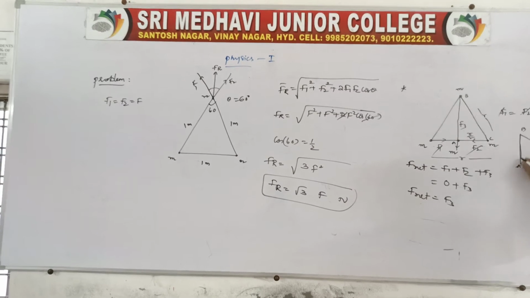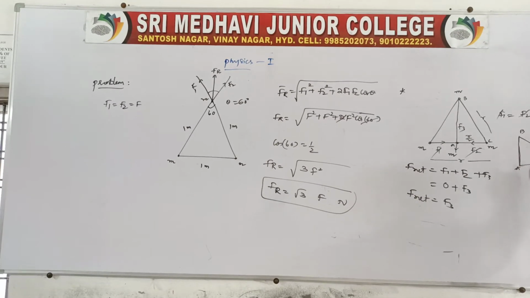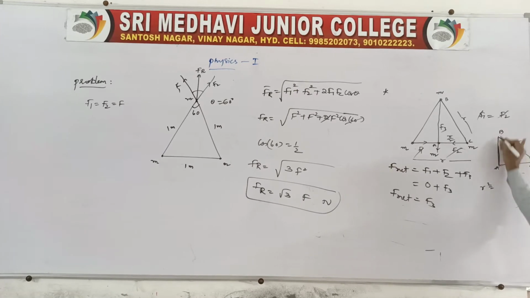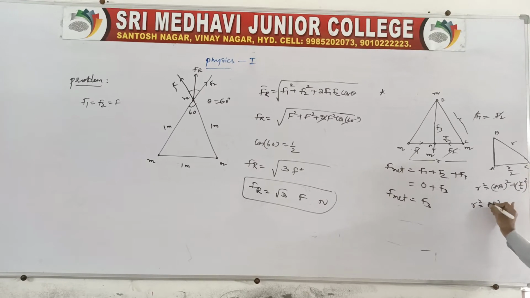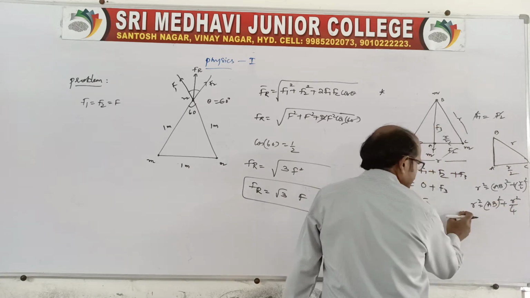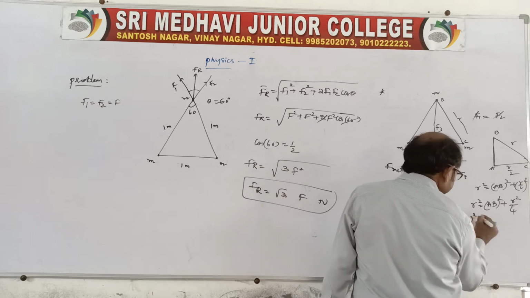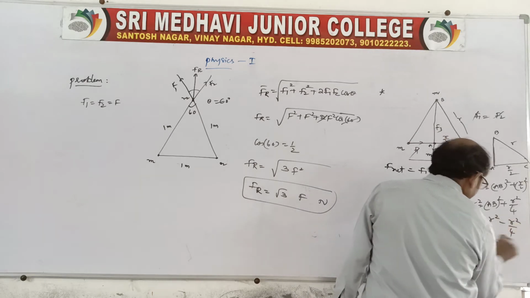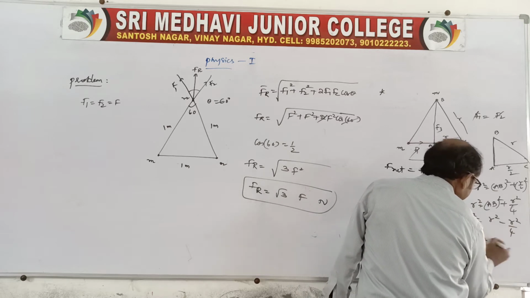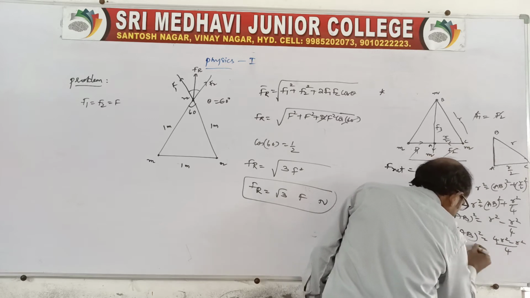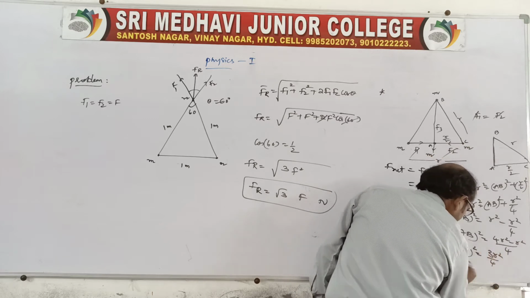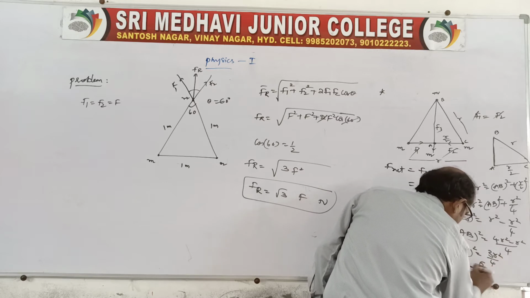So now we need to find this AB, no? Use Pythagoras, that is R square is equal to AB square plus R by 2 whole square, right? So R square is equal to AB whole square plus R square by 4. Now take this R square by 4 to this side, therefore AB whole square is equal to R square minus R square by 4. So AB whole square is equal to 4R square minus R square by 4. Then AB whole square is equal to 3R square by 4. Then AB is equal to root 3 by 2 R.